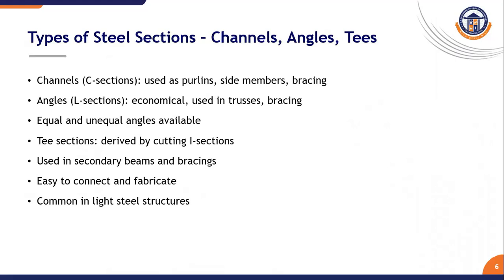and angles are economical and widely used in trusses, bracings and purlins. Angles can be equal or unequal and are easy to fabricate and connect. T sections are usually obtained by cutting an I section and are usually secondary members. Hollow sections such as circular, square and rectangular sections are highly efficient in compression and torsion.